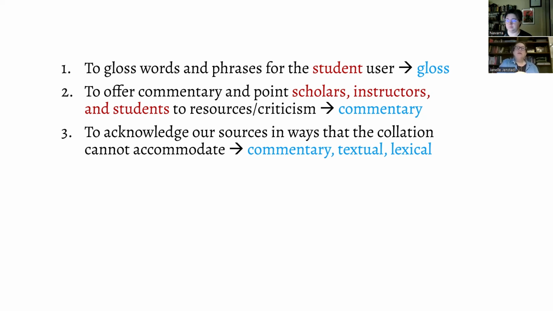A third function of annotation is to acknowledge our sources in ways that the collation cannot accommodate. So the collation will track what has happened in other texts, but there's not much capacity in the collation to offer a rationale or a commentary on why things have changed or why you've departed from a particular tradition or your copy text.